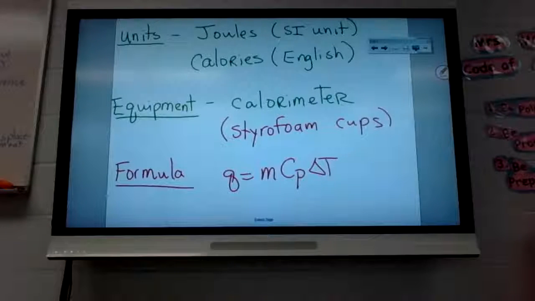Q equals m, c_p, and then a triangle T. It's a lowercase q because the one on the reference table is lowercase. Once upon a time, it used to be a capital Q. They changed it to a lowercase a few years ago. Why they changed it, I have no idea.